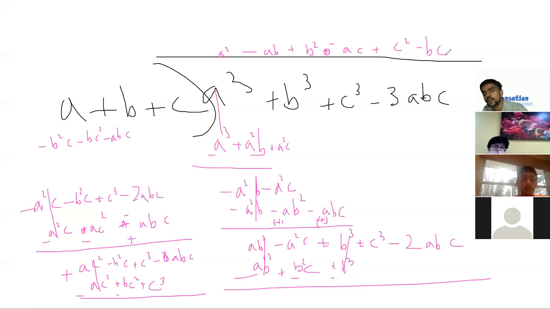So you'll get this: A square plus B square plus C square minus AB minus AC minus BC. Okay.